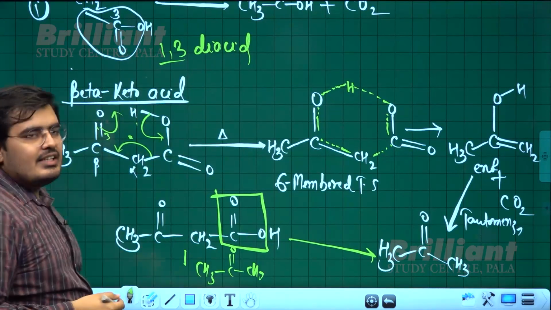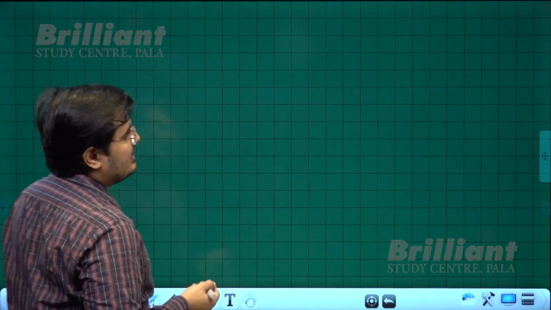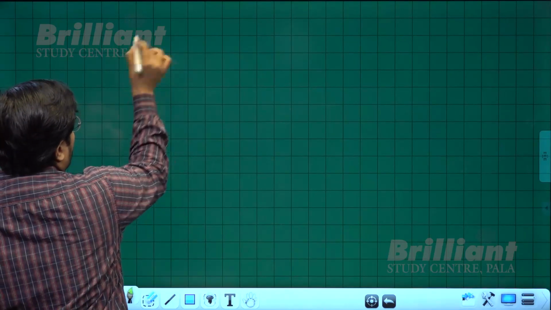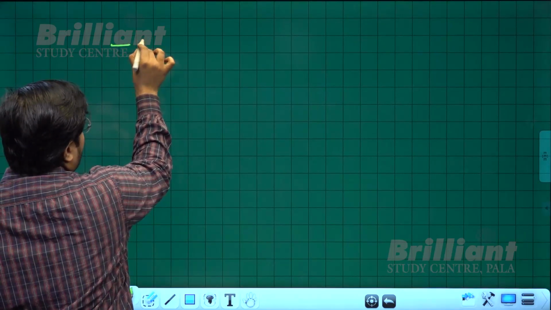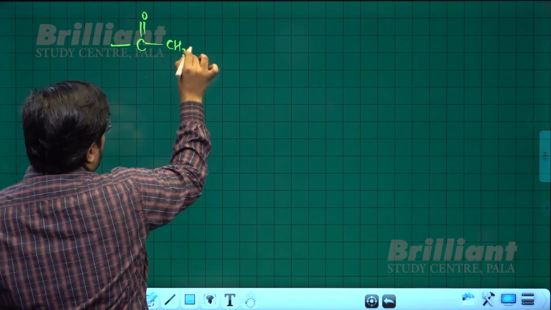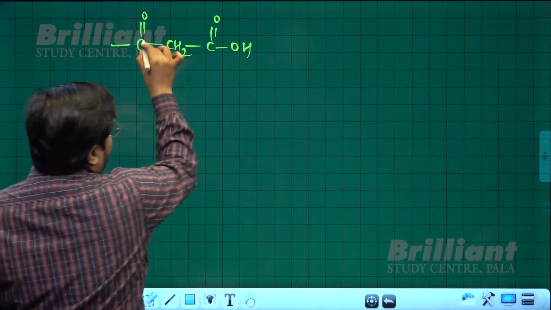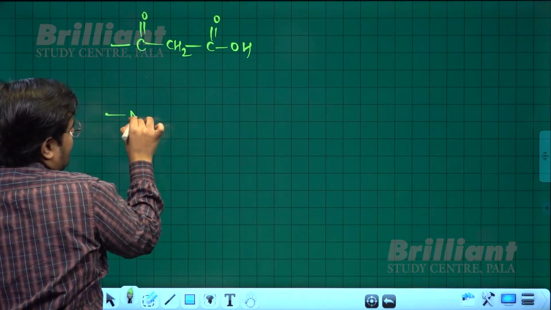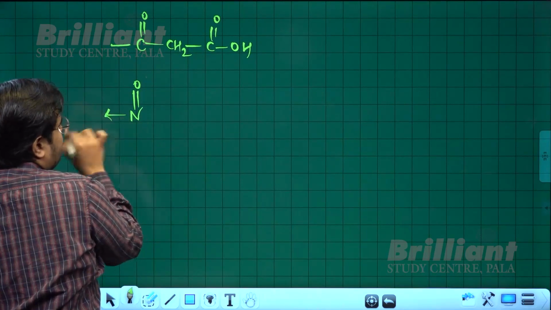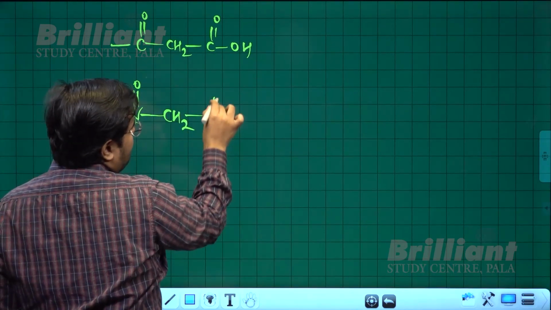It happens easily in case of beta keto acid. Plus I'll give you a list of other substrates where it happens very easily. So what we have seen is it happens easily in case of beta keto acid. If this carbonyl group is not present, and let's say you have a nitro group there, then also decarboxylation will happen easily.